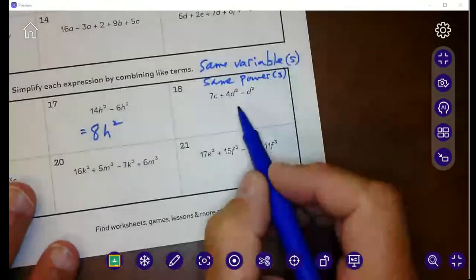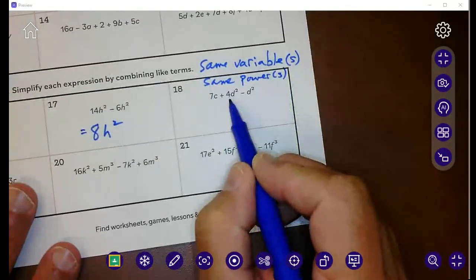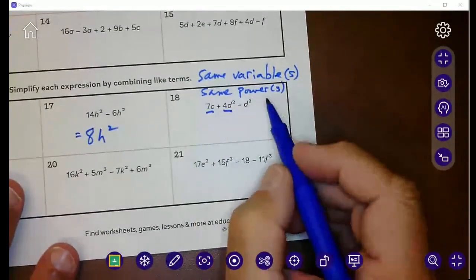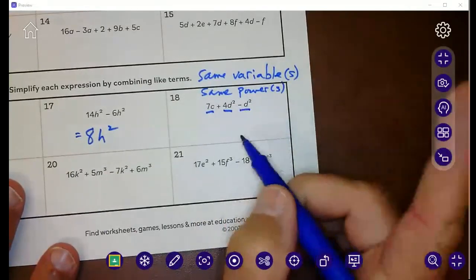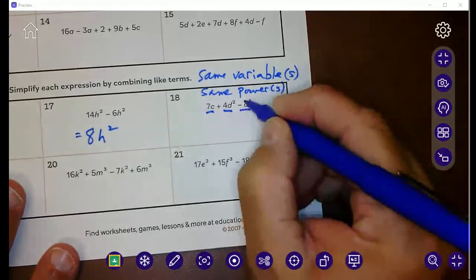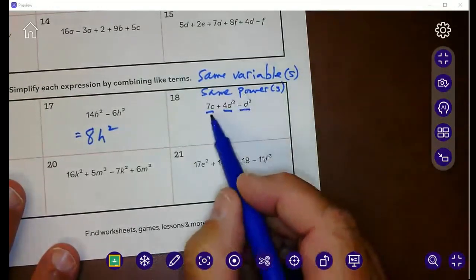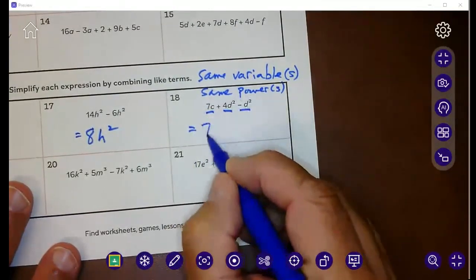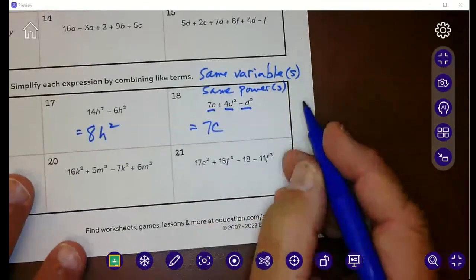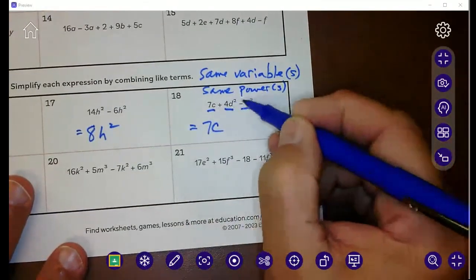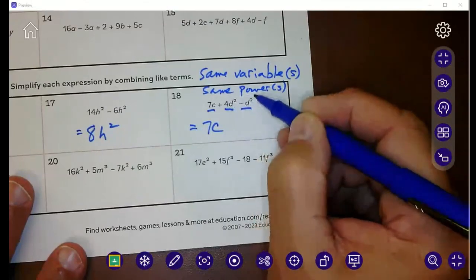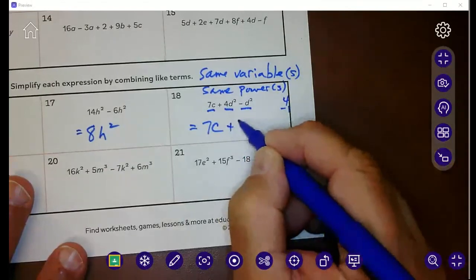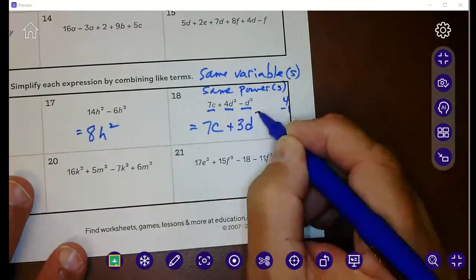Then for number 18, on this one, we have a 7c term, we have a 4d squared term, and we have a -1d squared term. There's an understood 1 there. So if we do this in alphabetical order, the 7c doesn't have another term to combine with, so it's just left over as 7c. But the d terms both have d squared, so they can be put together. So we have a 4 and a -1. That gives me +3d squared.